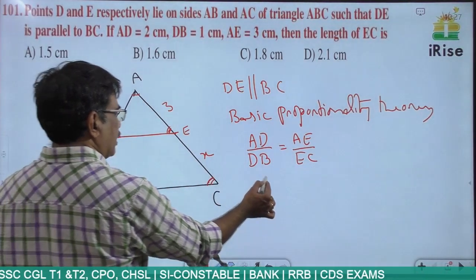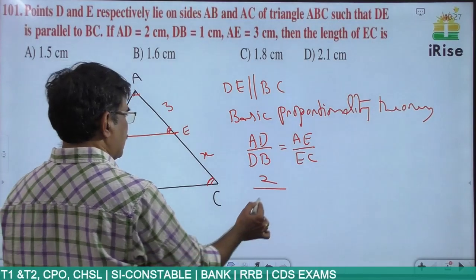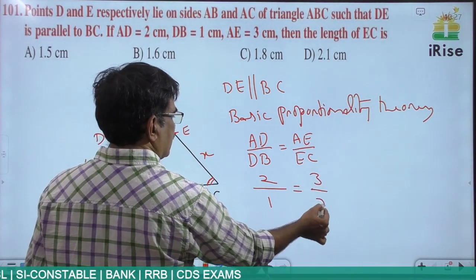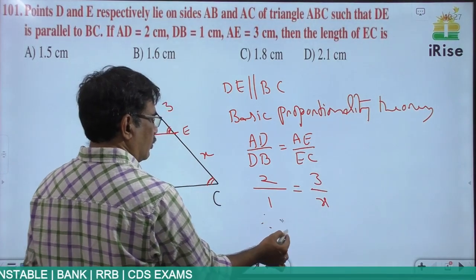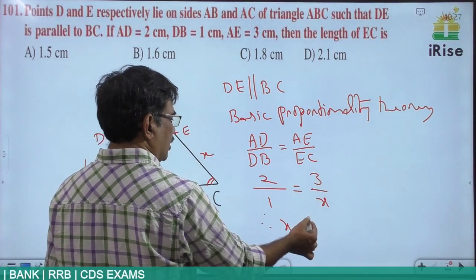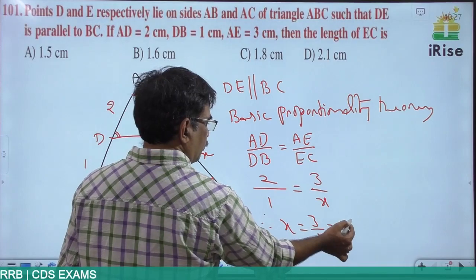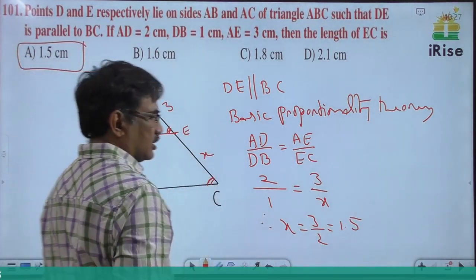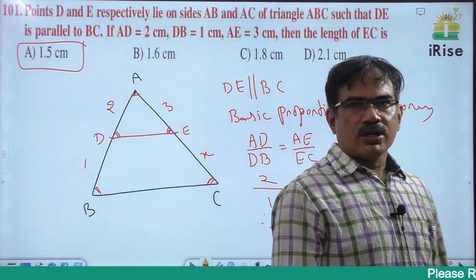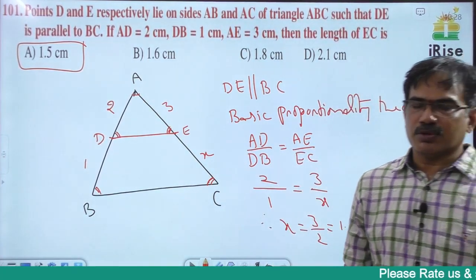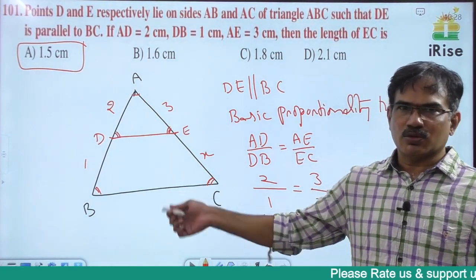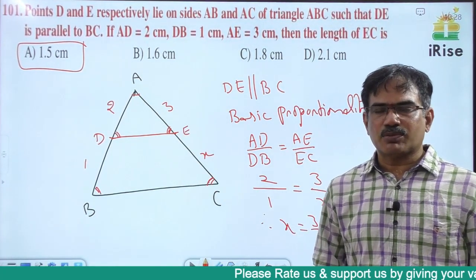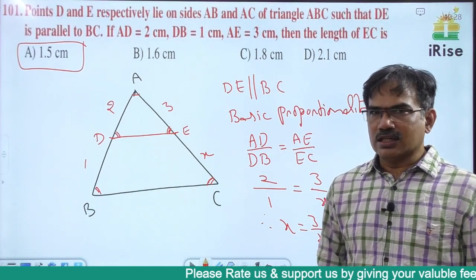So here AD 2 by DB 1 is equal to AE 3 by EC X. Therefore, X is equal to 3 by 2, which is equal to 1.5 centimeters. So the answer is 1.5 centimeters. Okay, this is a question related to the basic proportionality theorem. I think some questions will come based on similar triangles and the basic proportionality theorem. Okay, next question.